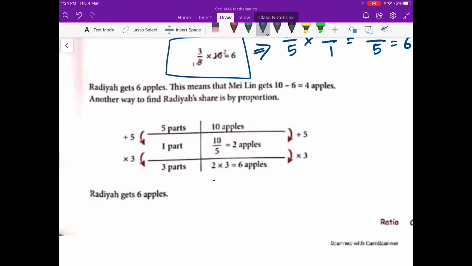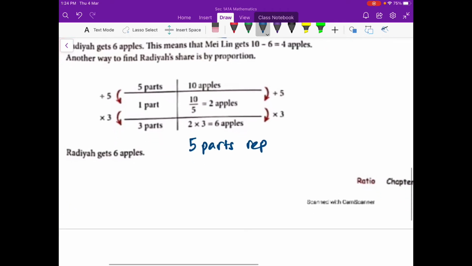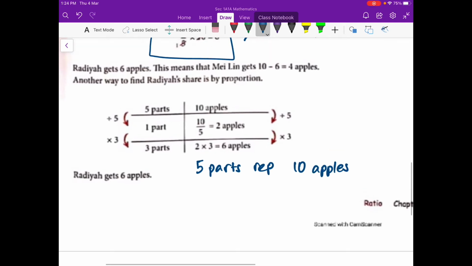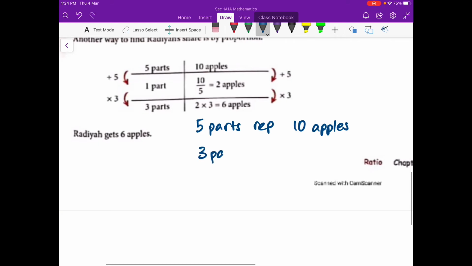parts represent REP, because I'm lazy to spell everything out. So 5 parts represent 10 apples. So I know that Radia has 3 parts. 3 parts represent how many?